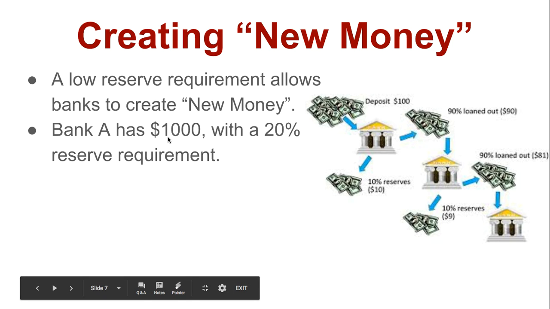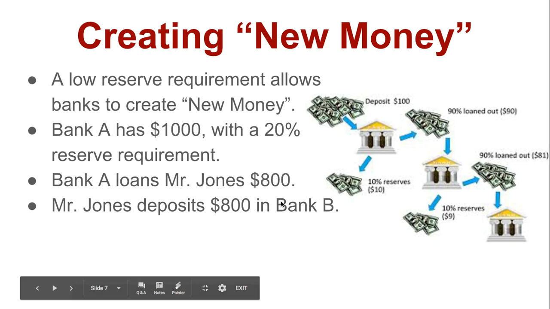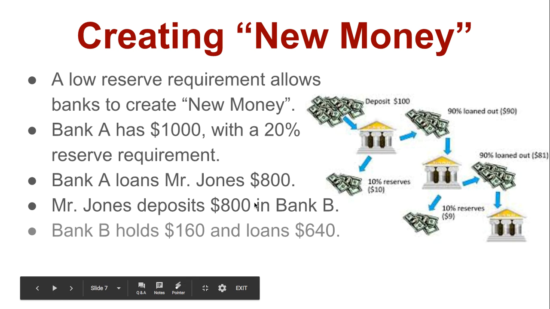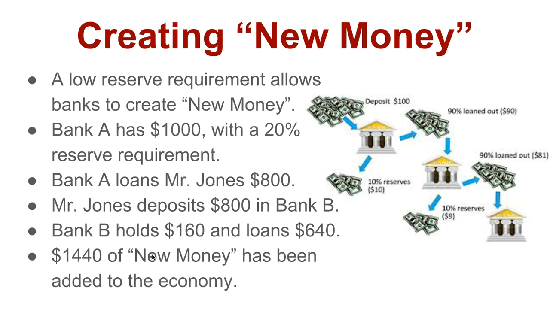We have Bank A. Bank A has $1,000 with a 20% reserve requirement. They have to keep 20% in the bank, which means Bank A is going to loan Mr. Jones $800. So they've got 1,000. Now we've got 800 out in the economy. Mr. Jones deposits that money into another bank, Bank B, and Bank B has to hold 20% and loans out the other 640. So we have $1,400 of new money created just through these two transactions in the fractional reserve system.